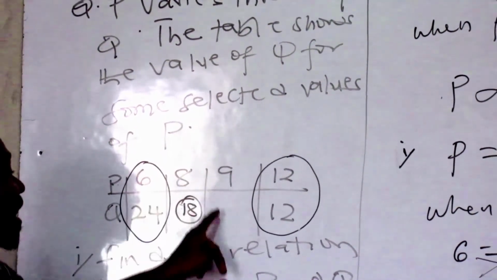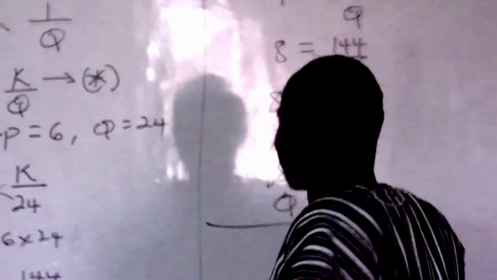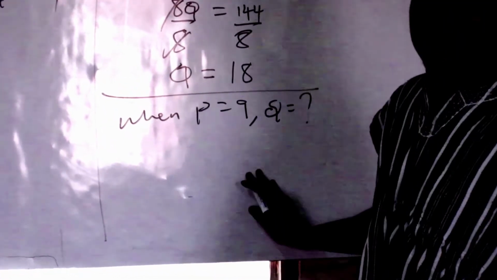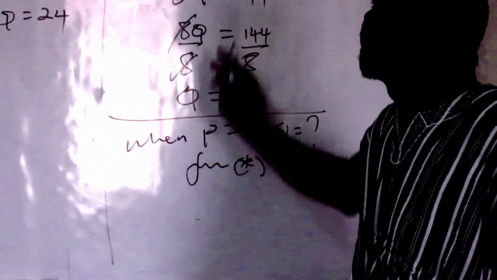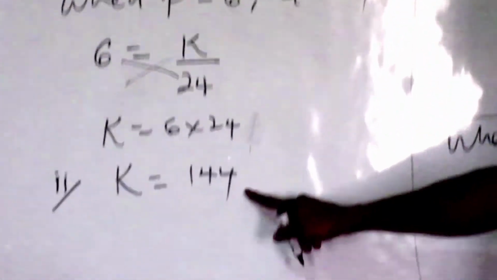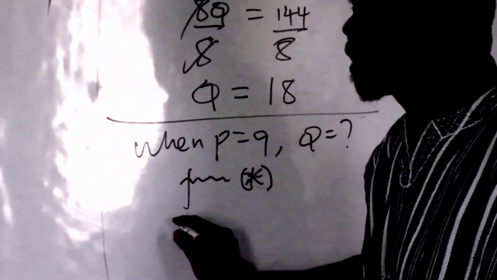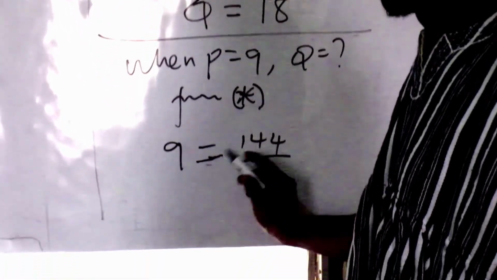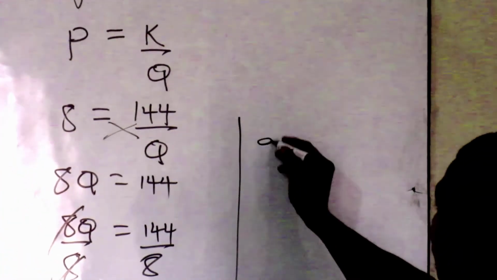Then I have to say when P is 9, Q is unknown. To the same formula, then I'll get it again. So let's go. When P is 9, Q is question mark. We don't know it. From the same star. Let's look at it. This is the star. And the K is known to be what? 144. Good. So P is 9. 9 equals K, 144, all over Q. Cross multiply. We have 9Q equals 144.